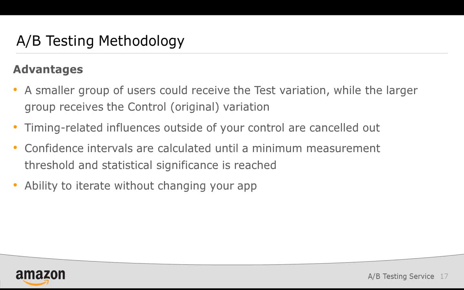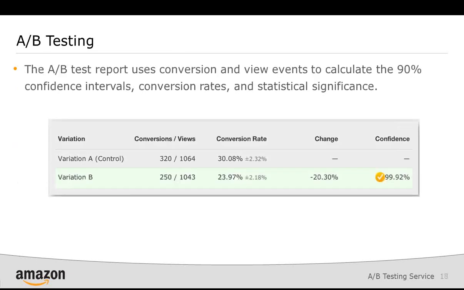So there are some significant advantages to this approach. First of all, you can limit the test to a fraction of your entire user base. So again, you're limiting the potential negative impact. Differences in timing basically cancel out since the variations are presented simultaneously, although they're presented to two different groups. The confidence intervals are calculated continuously, and measurement proceeds automatically until statistical significance is reached. And of course, changes and fine-tuning are possible without the code changes requiring resubmission.